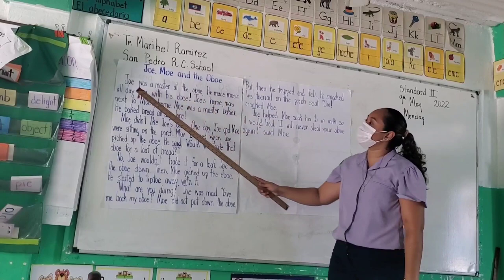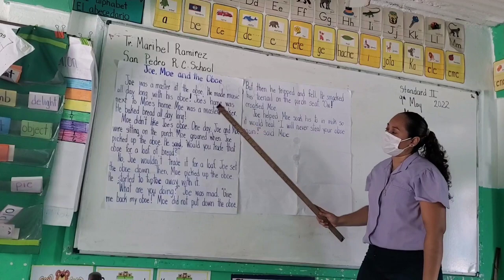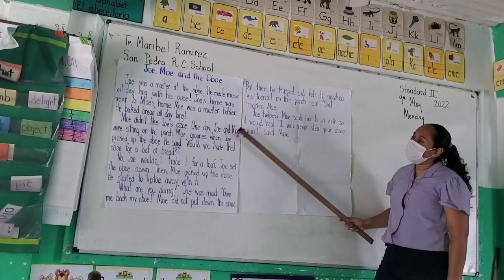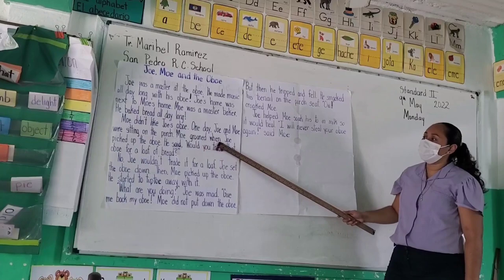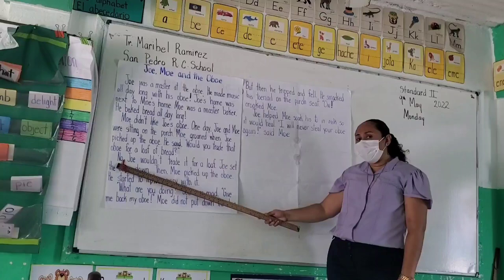Joe's home was next to Moe's home. Moe was a master baker. He baked bread all day long. Moe didn't like Joe's oboe. One day, Joe and Moe were sitting on the porch. Moe groaned when Joe picked up the oboe. He said, "Would you trade that oboe for a loaf of bread?" "No, Joe wouldn't trade it for a loaf."